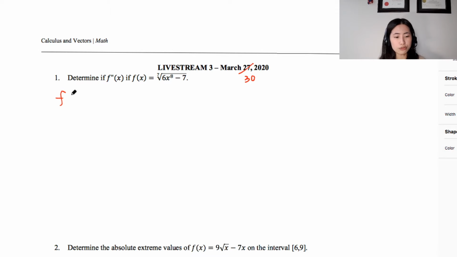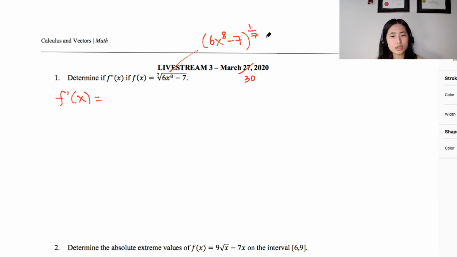So to look for the first derivative, we know that this has to be... Okay, so we do have a root here. When you write this, it is actually equal to (6x^8 minus 7), raised to the power of 1 over 7, because we know it's a root. Therefore, it needs to be raised to a fraction, and the exponent is a fraction.